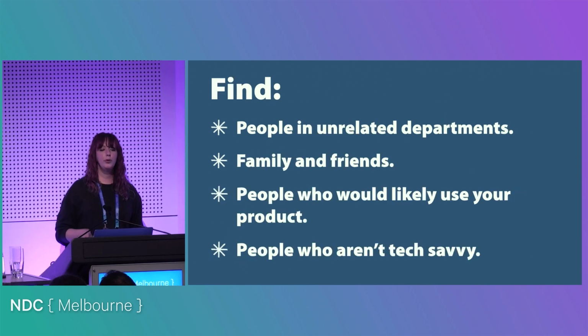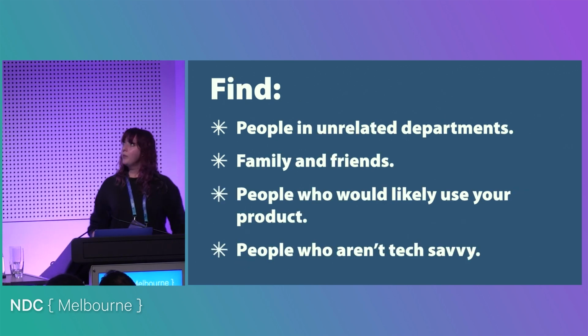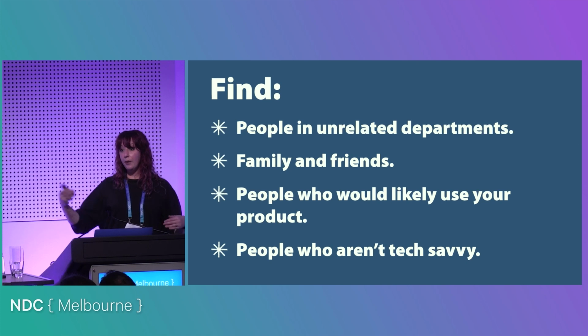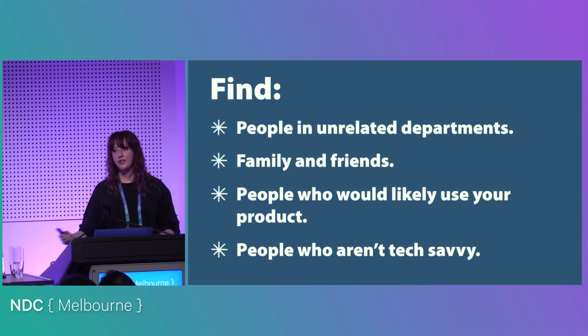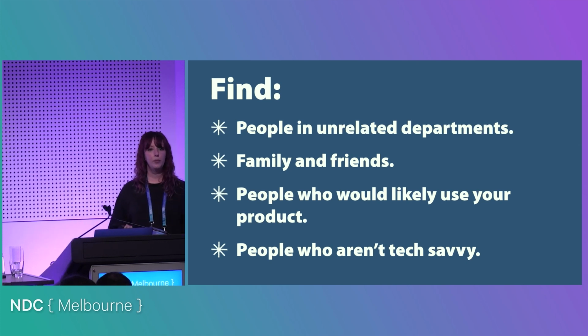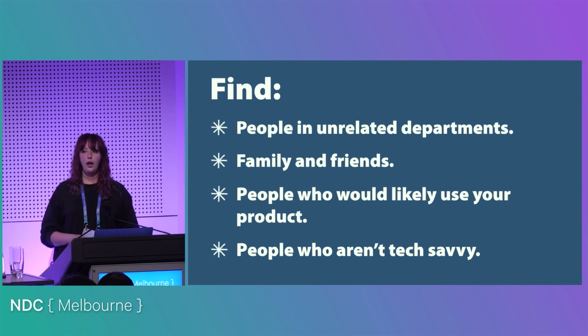The types of people you do want to find are anyone in an unrelated department. If you are lucky to work within a big company and you have, say, an accounting department, grab someone from there that doesn't know about the product, that is still maybe someone that's used to using technology, but again, doesn't have any stake in what you're doing.